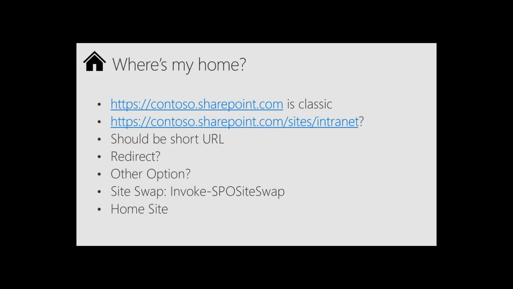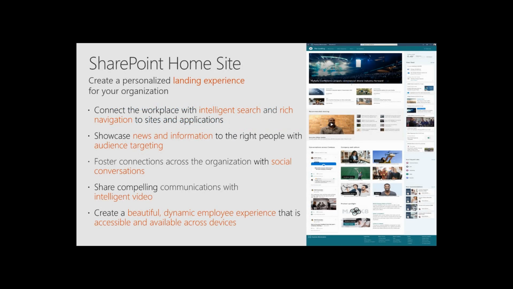A site swap, for example, is a good example. You can create a communication site and then brand it as your home site, and you can run this PowerShell command called Invoke-SPOSiteSwap, and you can swap your classic SharePoint root site collection with this communication site. Or you can create a home site. A home site is based on a communication site that has been customized and it has a lot more features than a communication site. It's very, very branded, and typically this is maybe your corporate intranet.